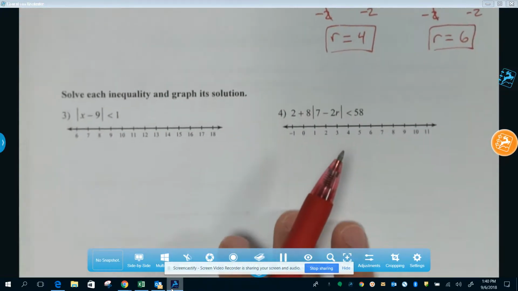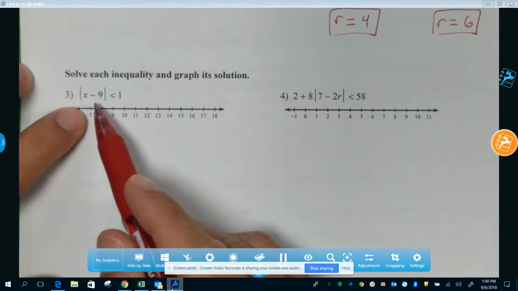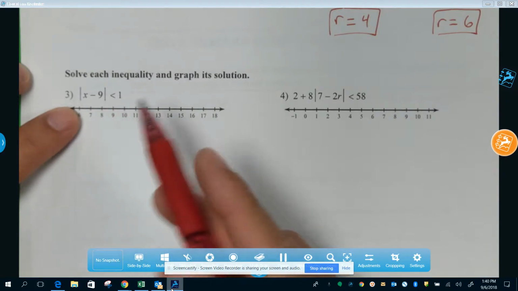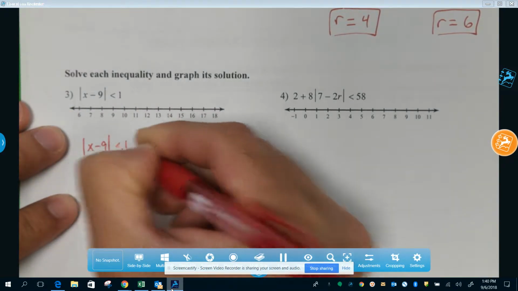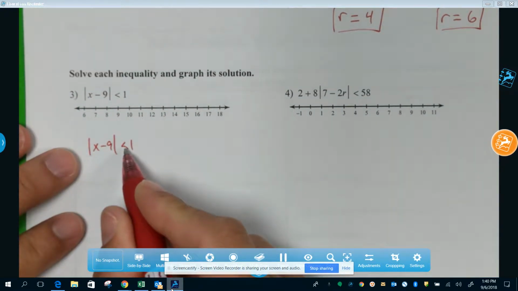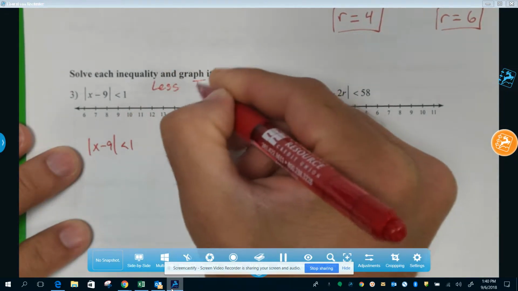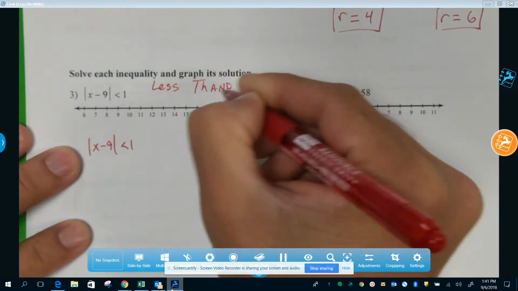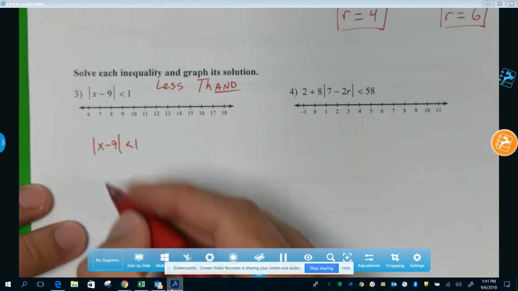Now moving on to absolute value inequalities. Again, make sure your bars are isolated. Absolute value of x minus 9 is less than 1. Yes, the bars are isolated. Good. Now, we have a less than. Remember the notes we took in class today. This is an and problem.